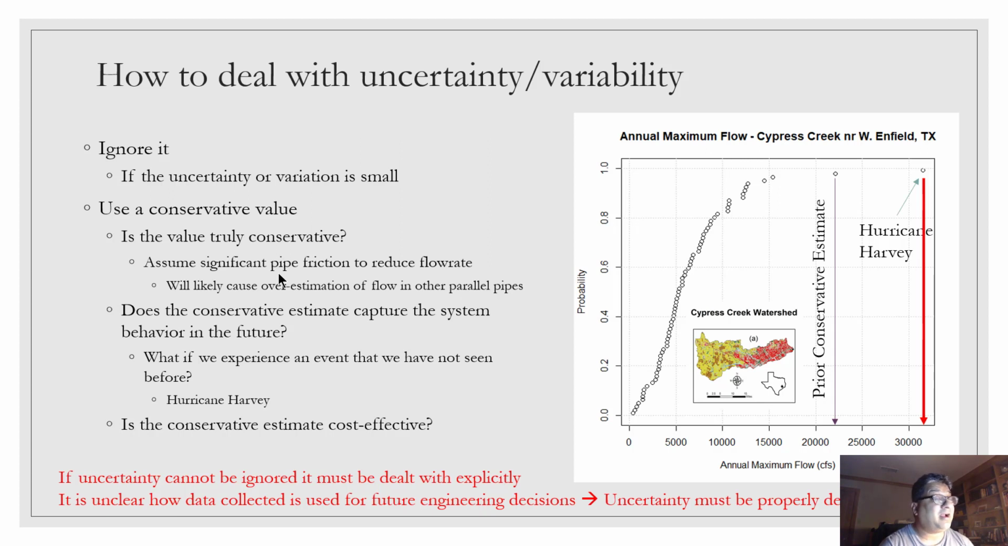So if we cannot ignore that uncertainty or variability, then we need to probably capture that. If we are unclear whether the data that we have collected to this point can be used for future engineering decisions, then the question is: is our system going to see something that it has not seen in the past? And if the answer is yes, then that uncertainty must be described and taken into account when we are making our engineering design or performing our engineering analysis.